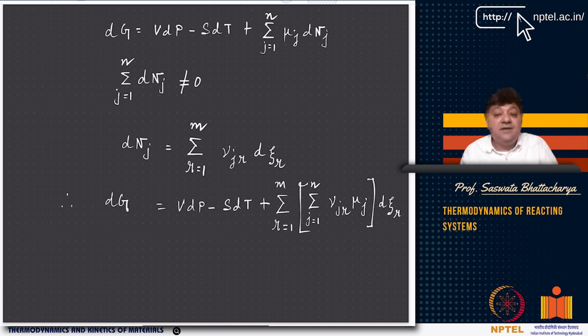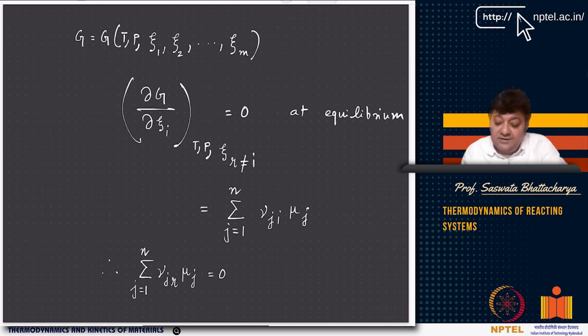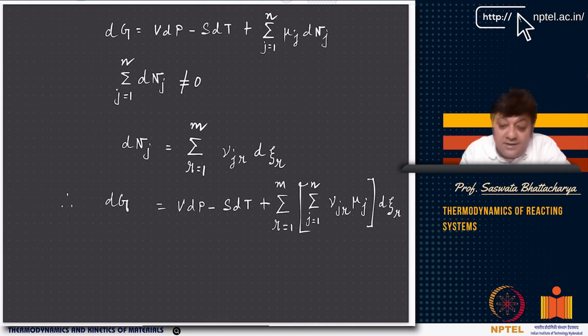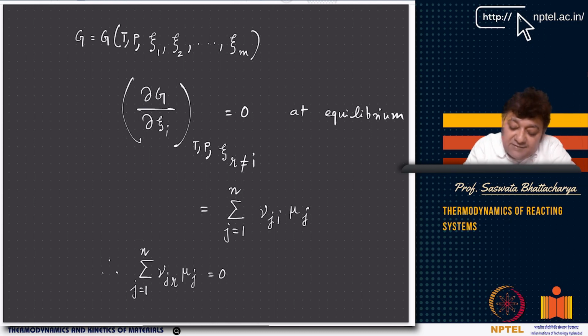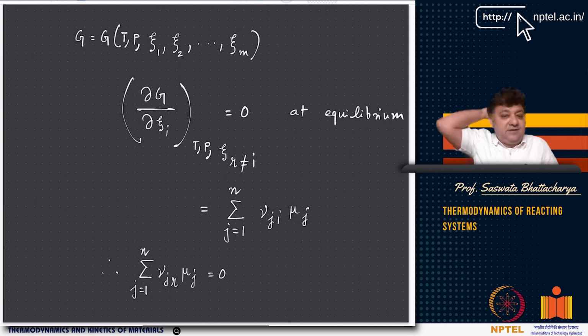So you are basically looking at the change in chemical potential, mu j nu jr d psi r. So G has now changed from a function of P, T and N to a function of P, T and psi 1, psi 2, up to psi M, if you have M reactions. Now if you do del G del psi equal to 0, keeping T, P and the other reactions, other than the ith reaction, constant. So only taking into account the ith reaction, the extent of reaction variable. This is called an extent of reaction variable or an internal variable.